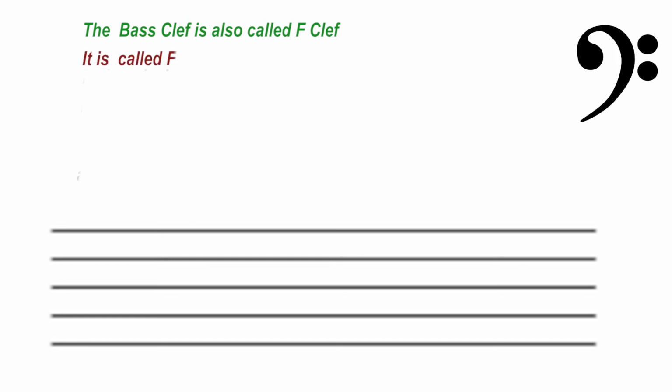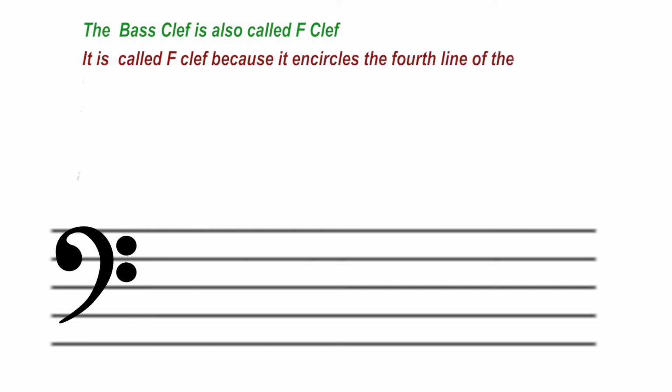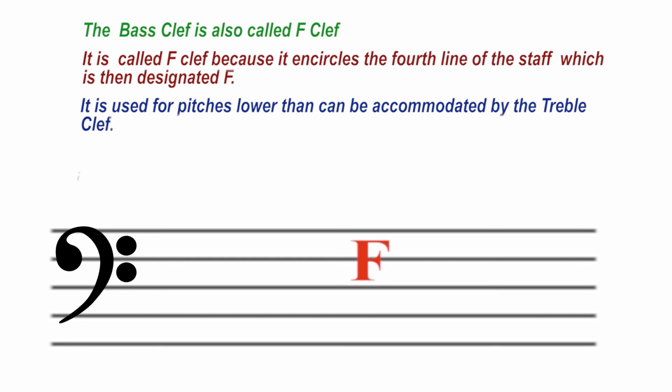The bass clef is also called F clef, and it is written as shown. It is called the F clef because it encircles the fourth line of the staff, which is then designated as F. It is usually used for pitches lower than can be accommodated by the treble clef.